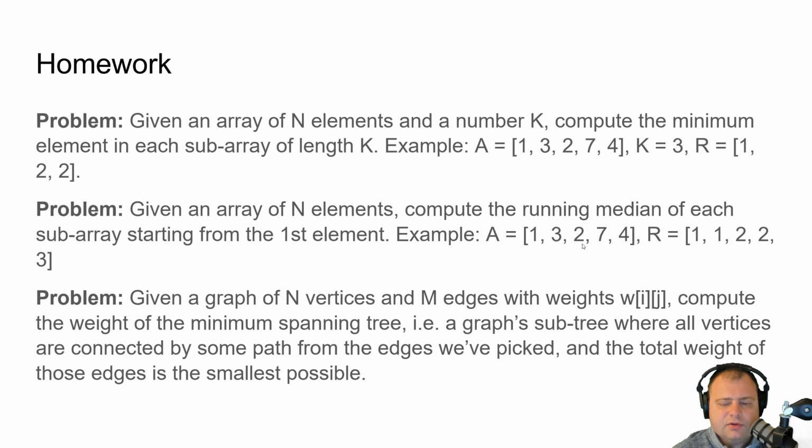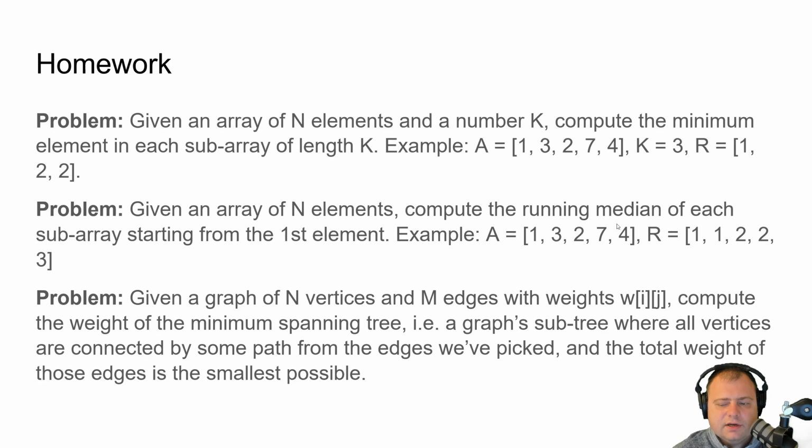Now we need to rebalance, because the sizes differ by more than 1. So we remove 2 and add it to the max heap. So the max heap is 2, 1, and the min heap is 3 and 7. Then we pick 2, or in some cases we can pick the average of 2 and 3, depending on what the problem requires, and put it as the median. So then we get 4.